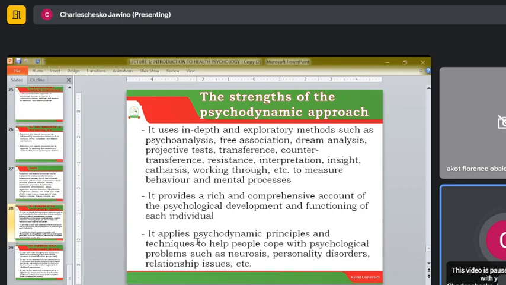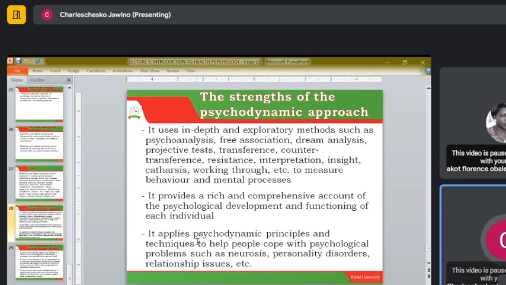Going to another strength, it provides a rich and comprehensive account of the psychological development and functioning of each individual. The psychodynamic approach focuses on how a child has been developing from childhood, and what has been his environment. Say you have received a child from Ukraine in your health facility in your country; you will use the psychodynamic approach to tell which environment he grew up in.